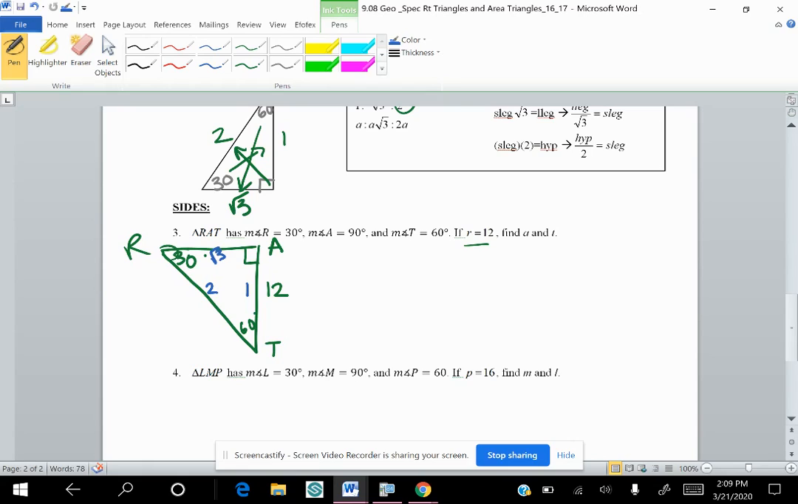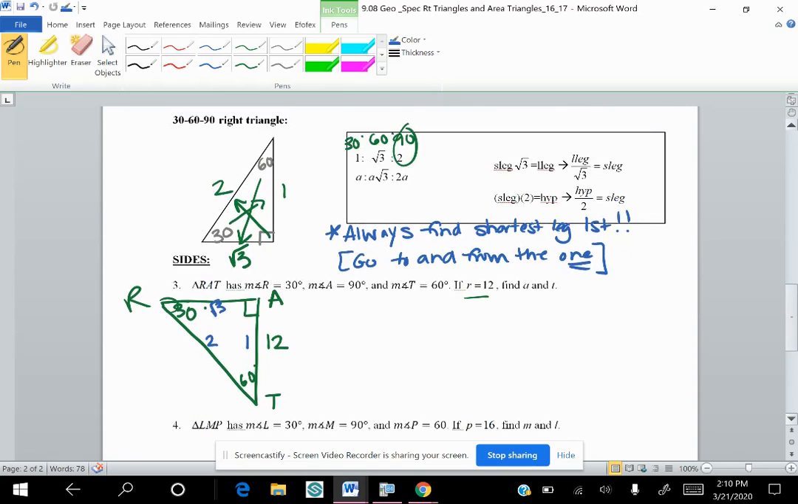With these, what's really, really important to remember is that you always want to find the smallest leg first. Always find the shortest leg first. It will make your life much easier. That means you're always going to and from the 1. I don't want you trying to go from the 2 to the rad 3, or from the rad 3 to the 2. I always want you to go to the 1 or back to the 1.